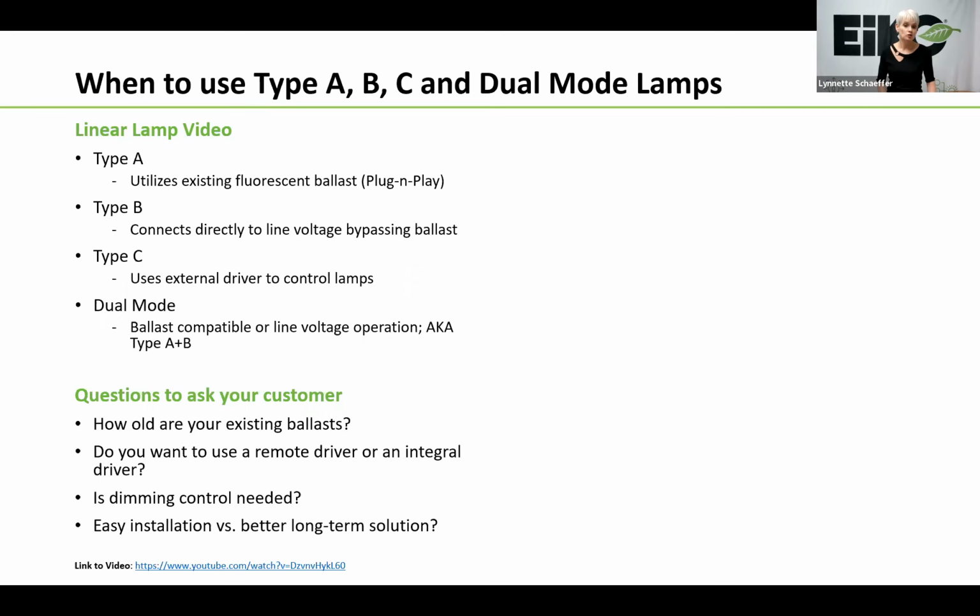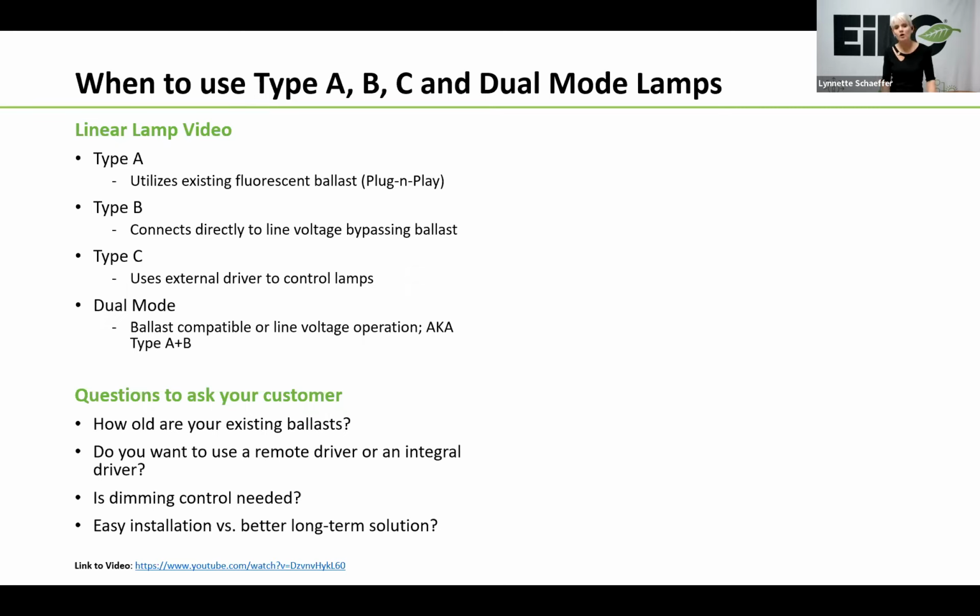Do you want a remote driver or an integral driver? Well, a remote driver means that you're probably looking at a type C. An integral driver, you're looking at a type B. And really, it also comes down to dimming. Sometimes dimming is better when you use a type C, because then you can dim all those lamps in that fixture and just use one driver that's controlling, like I mentioned, 2, 3, or 4 lamps. So a type C is very useful for that. So it's all about what your customer needs are.